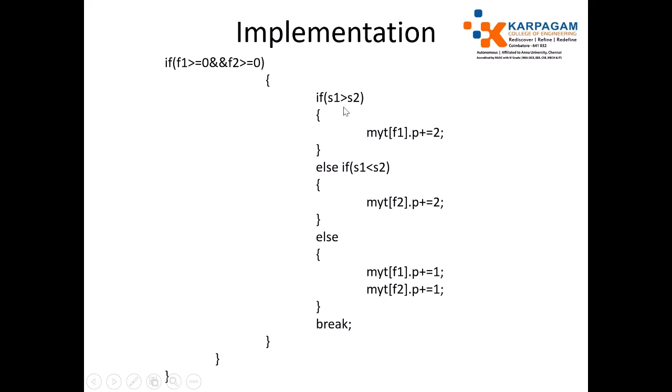If S1 is greater than S2, just increment the points value by 2 for team 1. Otherwise, update the points table for team 2. If there is a tie, award points to team 1 as well as team 2. If the points tables are updated, immediately give a break, for getting the other team details. This is important.